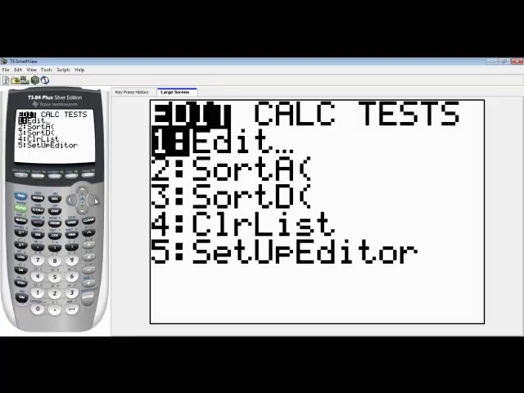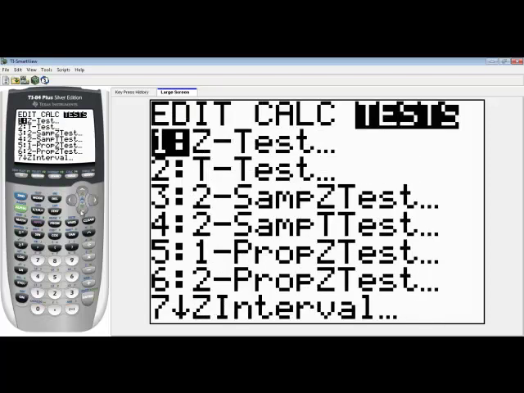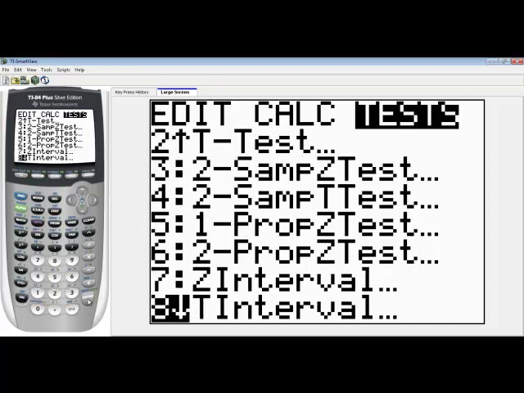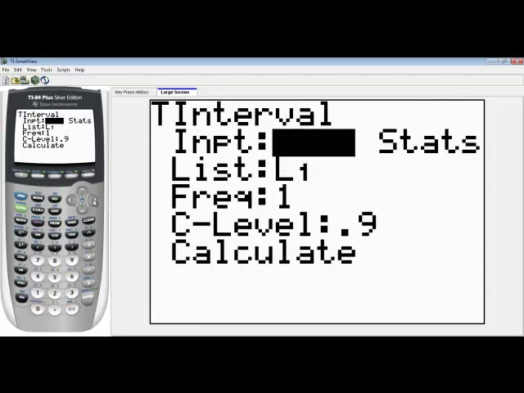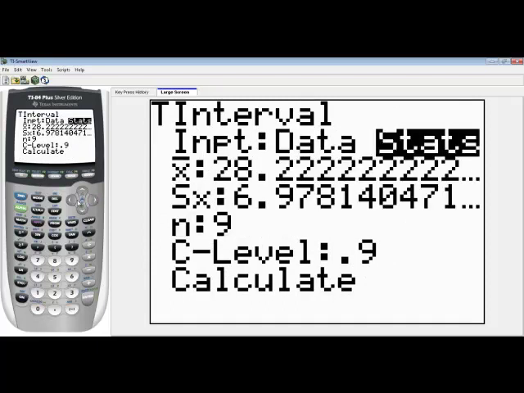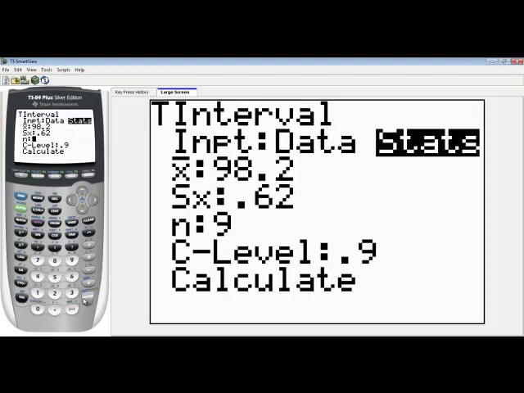Okay, so I'm going to go to Stat, Tests. This time I need a t-interval, which is right under the z-interval, so number 8. Pick that. I need this over on stats because I do have the mean and the standard deviation. The x-bar was 98.20, and the sample standard deviation was 0.62. N was 106. And the confidence level is 95, so 0.95. Go down to calculate and hit enter.